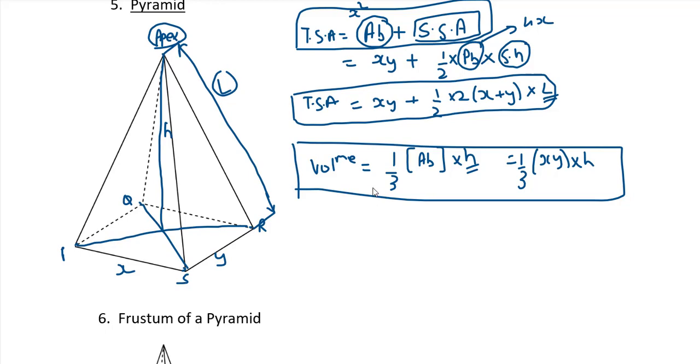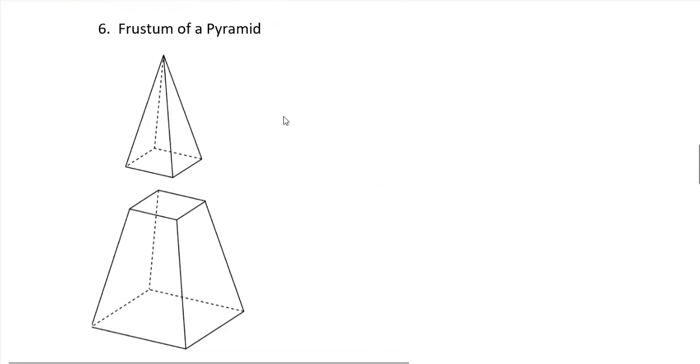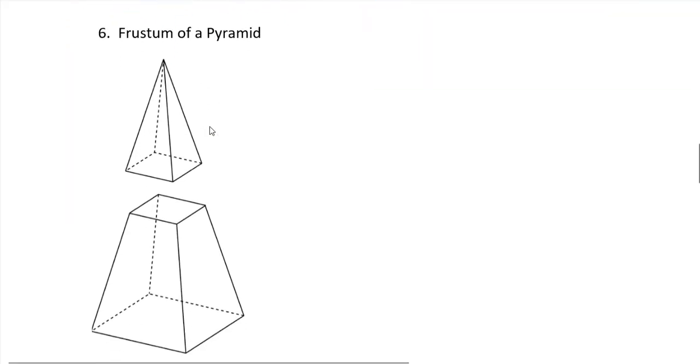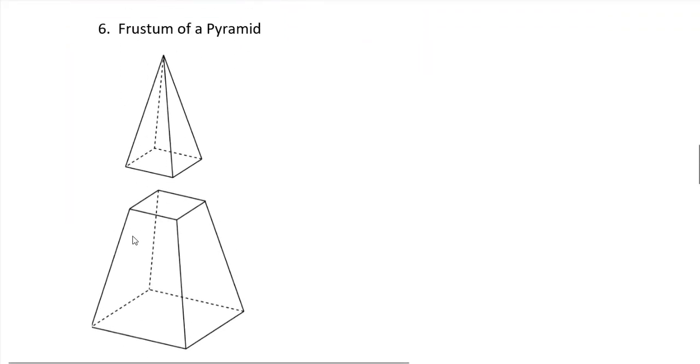Okay, let us now move ahead to our next concept, which is frustum of a pyramid. Now what is a frustum of a pyramid? First of all, let us understand. If you cut this pyramid at say any point along its length, we will get this type of a shape. So the top part will be separated and the bottom part will be separated. This bottom part is known as the frustum of a pyramid.